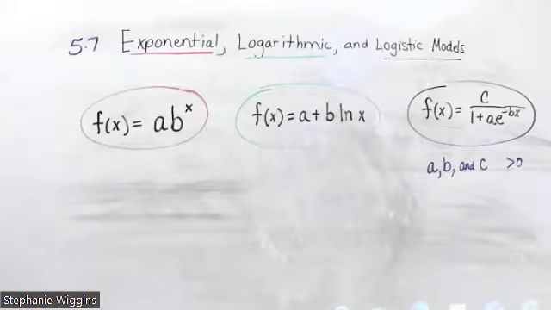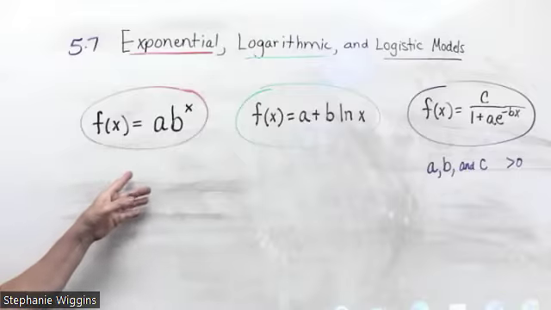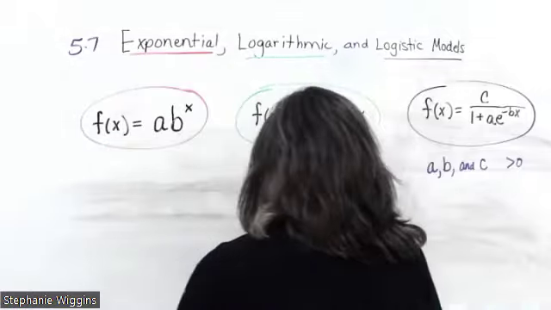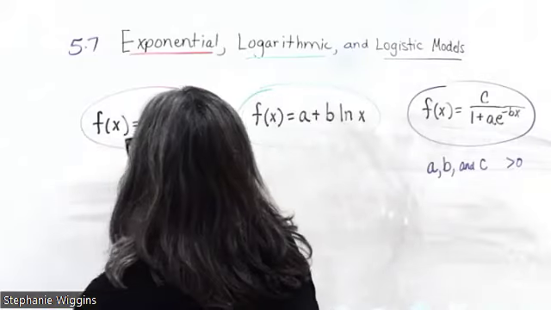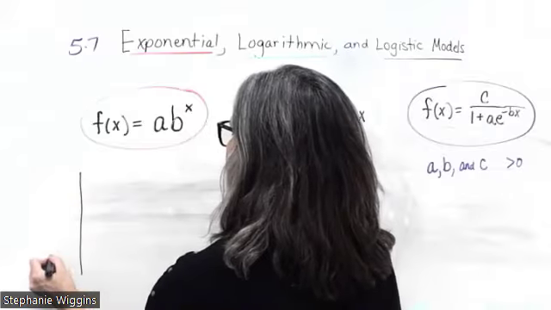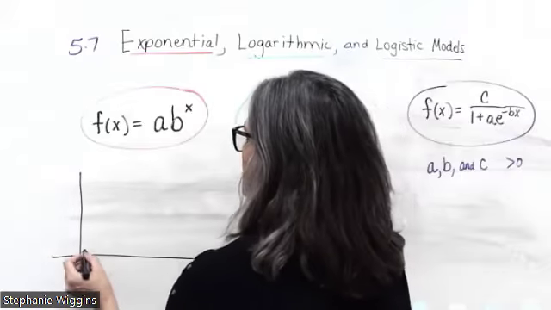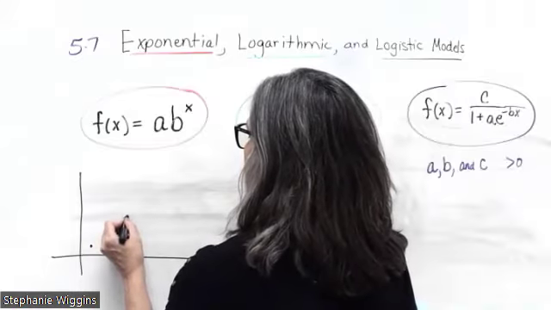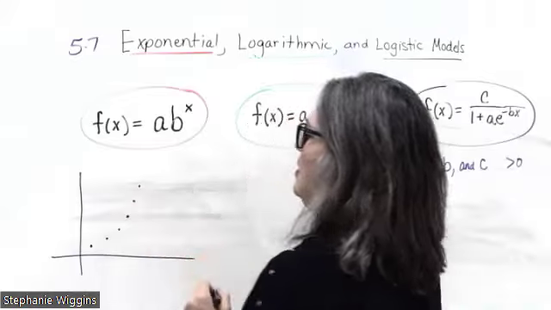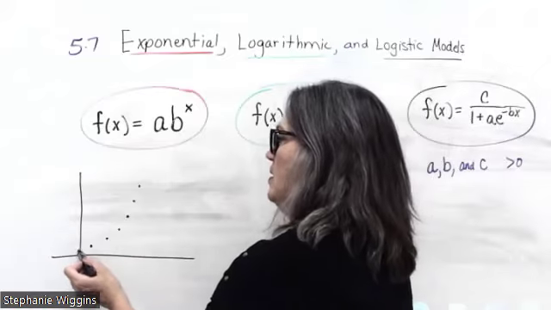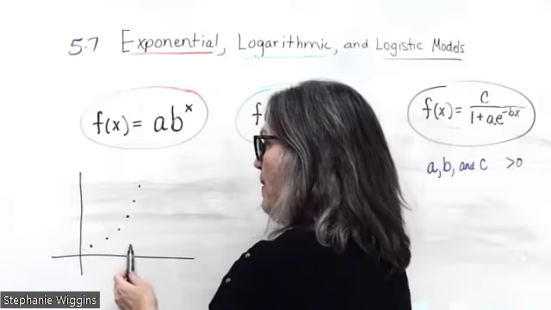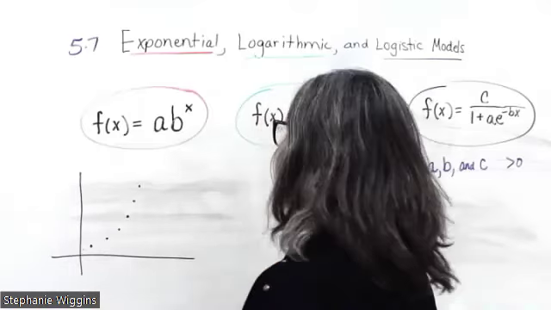All right, so let's take a look at the data that's going to be modeled by each of these functions. So exponential, you're going to have a scatter plot of data that looks something like this. It's going to be increasing rapidly. And you've seen that, that's called exponential growth, or if it is decreasing rapidly, we'd call that exponential decline.